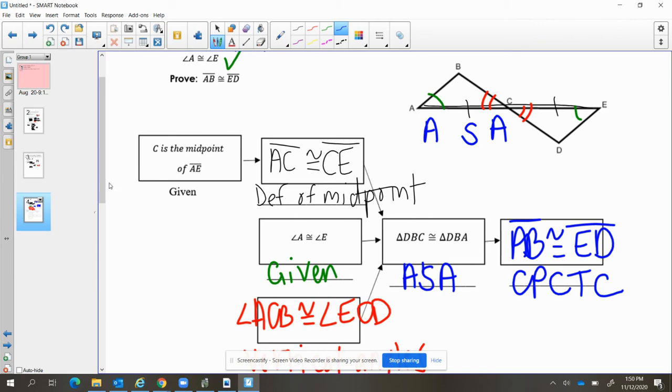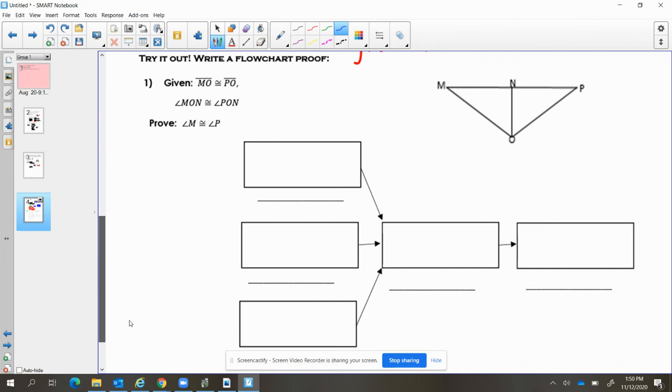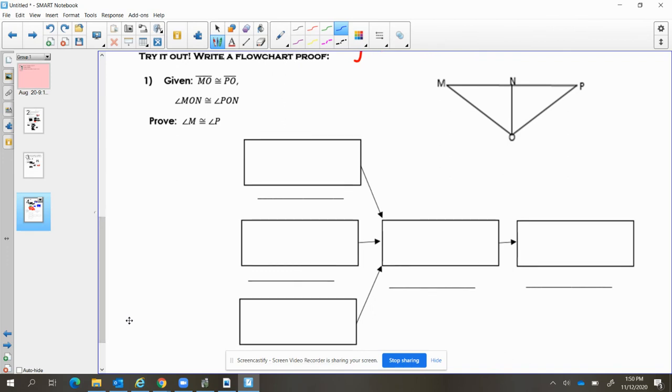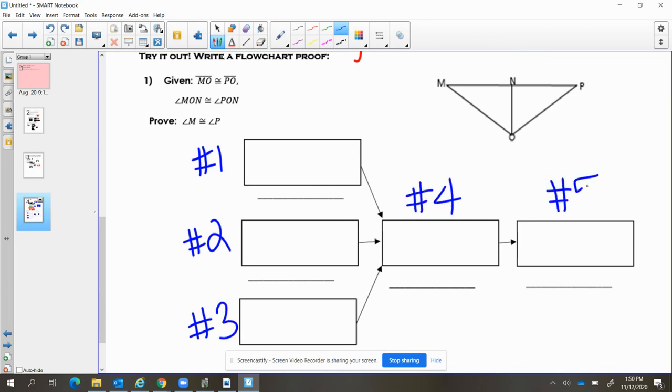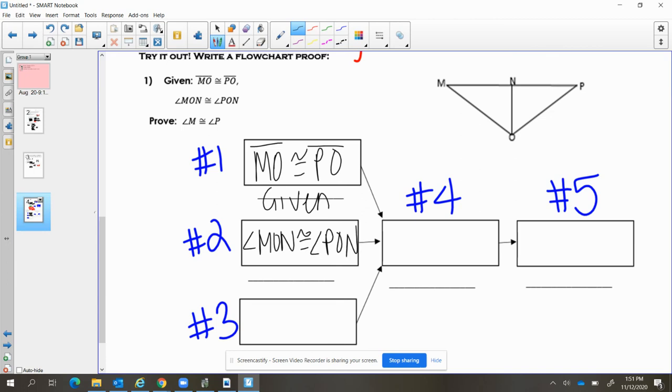Okay. We have one more example down below here. I'm going to give you guys a moment to try this out. We'll call this box number 1 and its reason, box number 2 statement and reason, 3, 4, and 5. What do you think needs to go in? Well, inside box number 1, we're going to start by writing down the first bit of given information. And in box number 2, we are also going to write down the second bit of given information. Now, very important to make sure that we also mark this in our picture. Okay, so we have MO and PO congruent, and then MON and PON congruent.